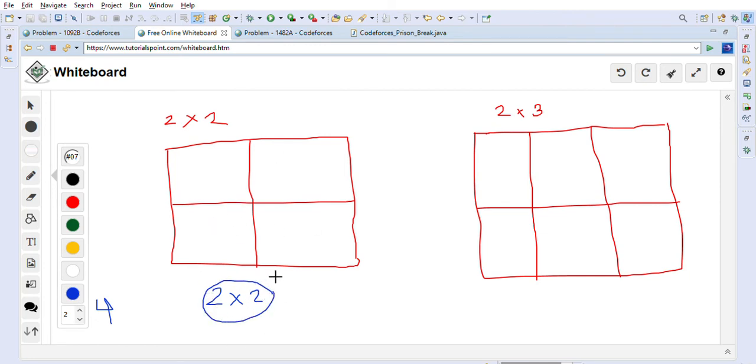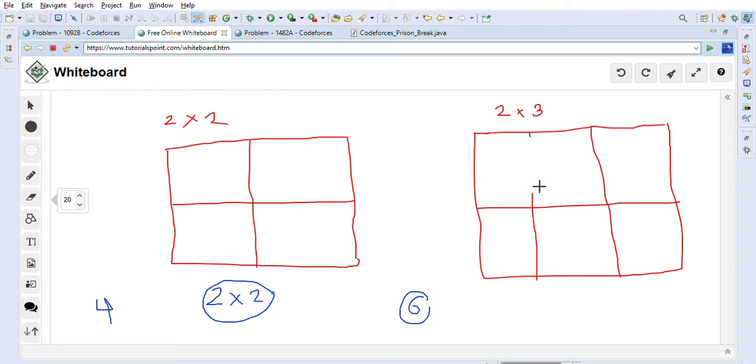So that many walls we have to break. Now let's just apply this pattern to this example, 2 by 3. So 2 by 3 means we are required to break 6 walls so that all the cells will have a path to go out. So let's take a look at why it is 6.